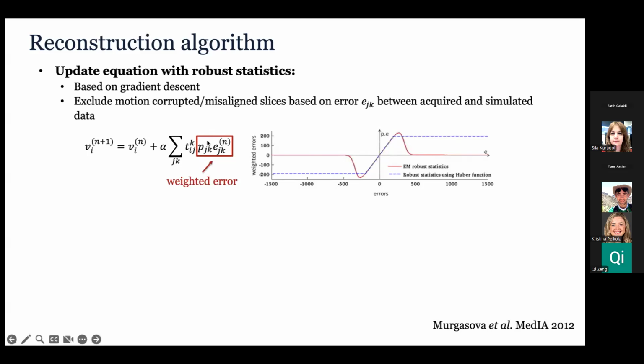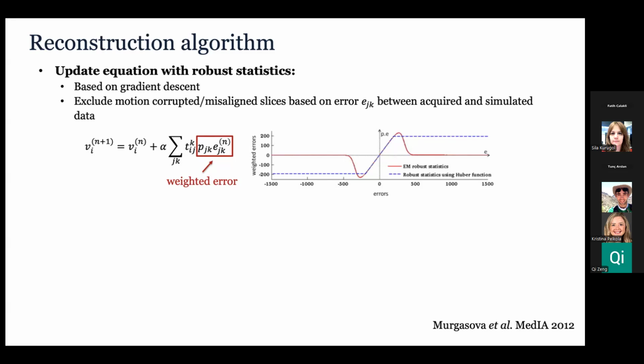I simplified this here. We actually have 2 different P's. One is for a voxel, one is for a slice. I didn't put how we find these weights, but it's through the EM algorithm. So we fit a distribution of what we think are the outliers and what we think are the correct voxels. And this really helps with excluding slices that are either motion corrupted, because of course motion sometimes can be faster than 1 second, and then you see the slice is bad, or the registration can be misaligned, can fail.